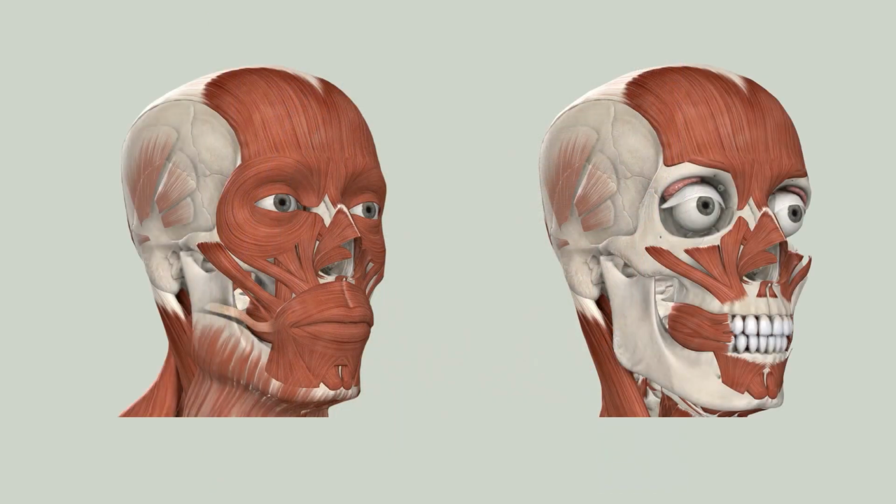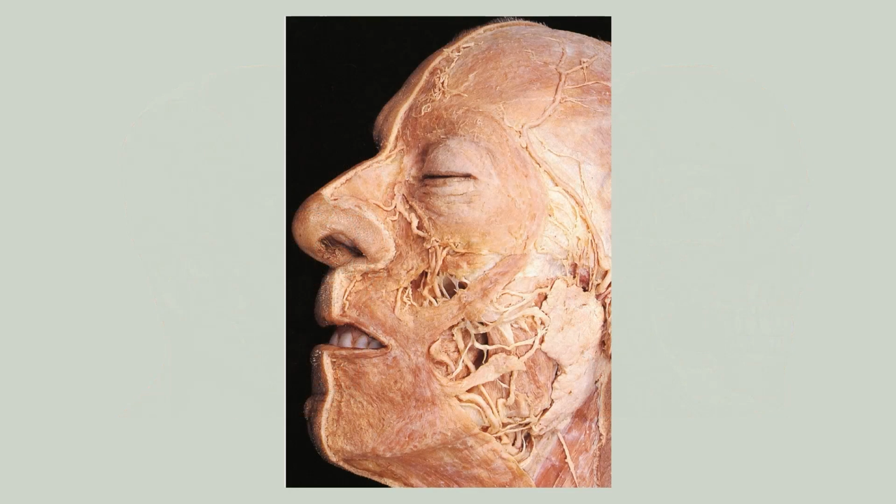These images show most of the muscles of facial expression. The muscles around the eye and the mouth have been removed in the right-hand picture so that you can see the underlying structures a little more clearly. In particular, you can now see the muscle of the cheek, the buccinator muscle, which is largely hidden in the left-hand picture.